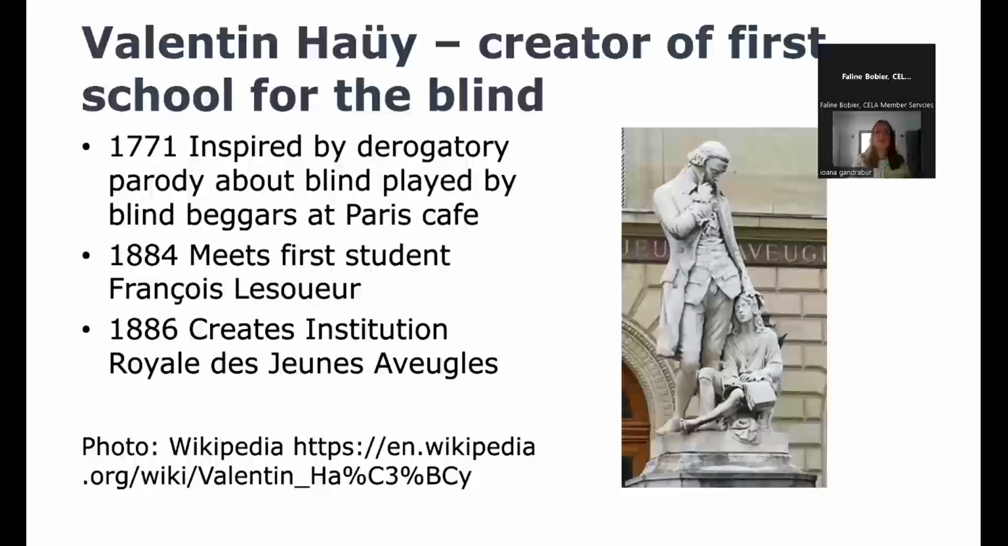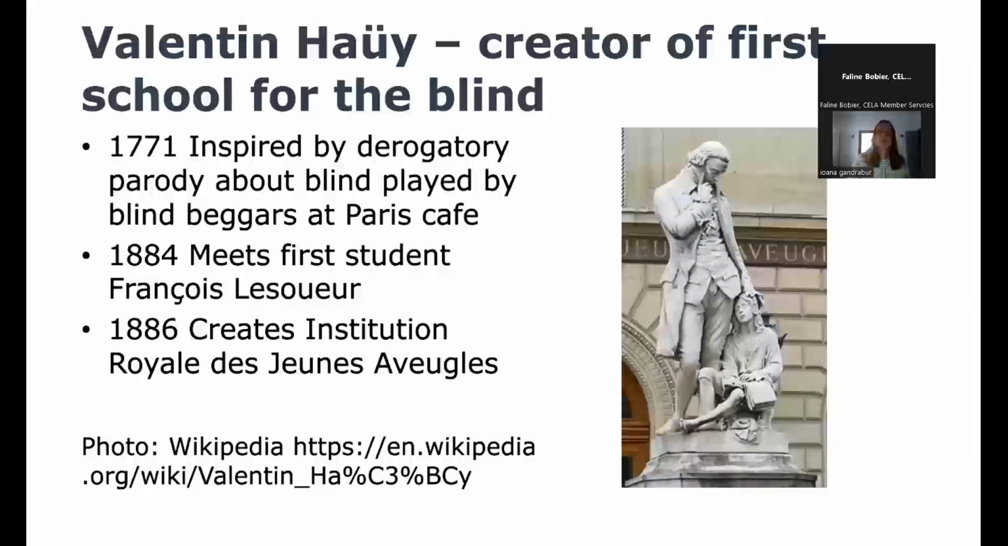He also met his first student, Francois Le Sueur. He was a blind beggar who was very prodigious at recognizing different coins with his fingers. So he thought that he had potential. So funny enough, he paid him to educate him because he saw his potential, and he thought he would be a good student to illustrate his theories with.